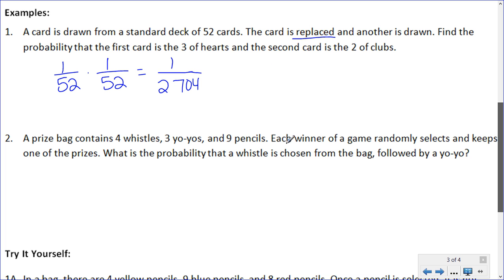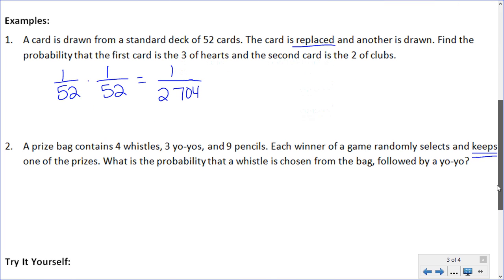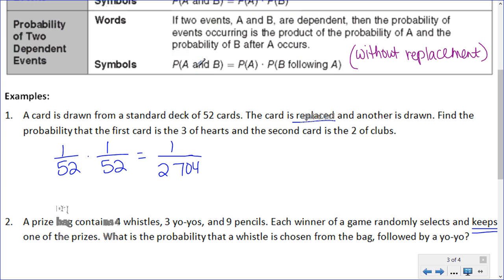But we are told that each winner of a game randomly selects and keeps one of the prizes, which means the prize isn't put back after it's selected, which means we have something that's done without replacement. And that would be an example of two events that are dependent. Whatever happens in the first event affects what happens in the second one. So when we find the probability, we'll find the probability of A, but then we multiply by the probability of B following A.